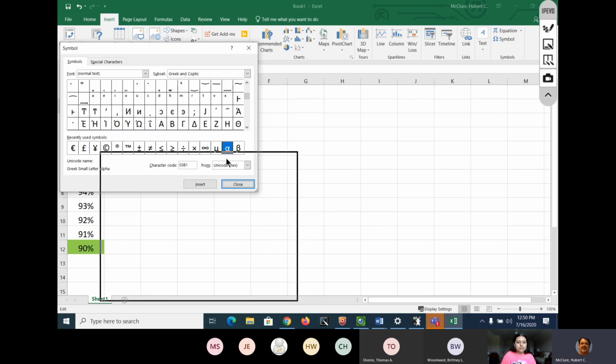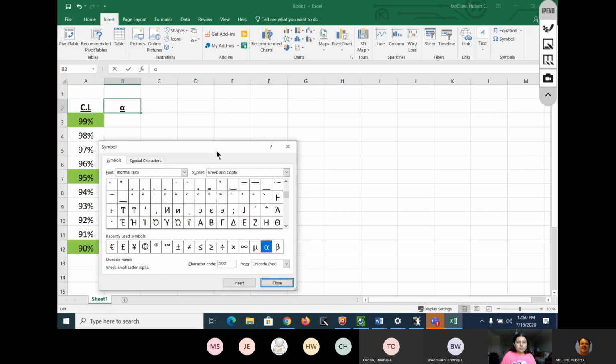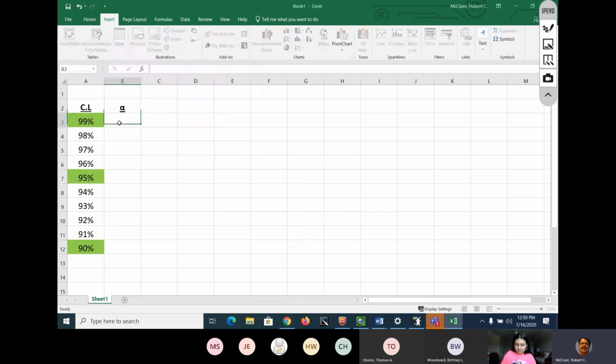There's alpha. What is alpha? Alpha is the complement of the confidence level. So somebody tell me, well, we better do this.